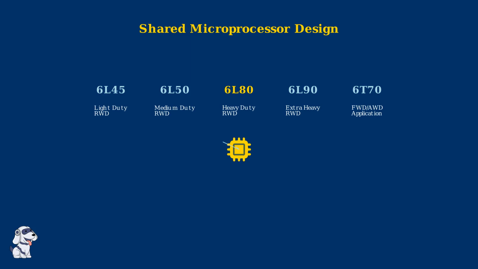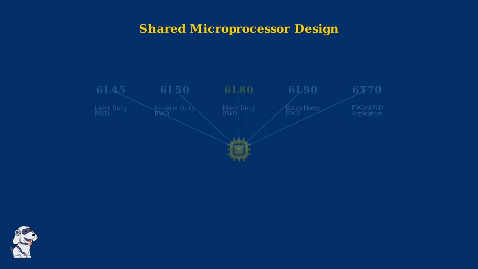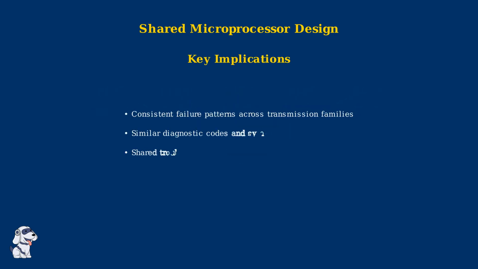This common design foundation means that a microprocessor failure in one TEHCM type could potentially manifest similar symptoms across all these transmission families, making diagnostic patterns more predictable. The implications of this shared architecture are significant for technicians and engineers. Understanding that the same microprocessor controls different transmission types helps explain why certain failure modes and diagnostic codes appear consistently across the entire GM transmission family.